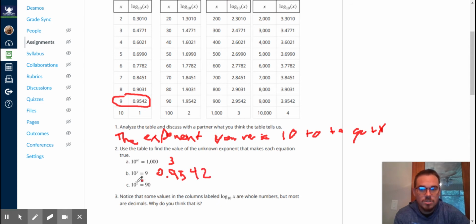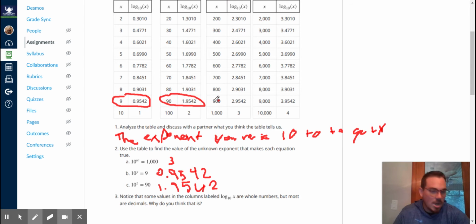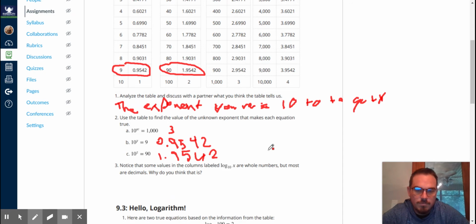Okay. 10 to what power gives me 90? 10 to the power of 1.9542. And you can also notice that all the decimals that follow that whole number are the same as well. But just something else to notice.